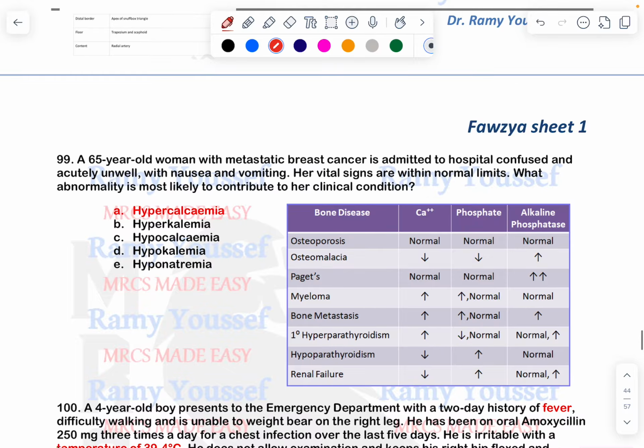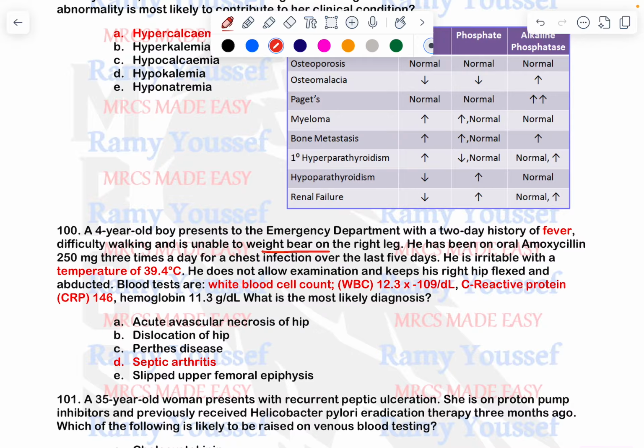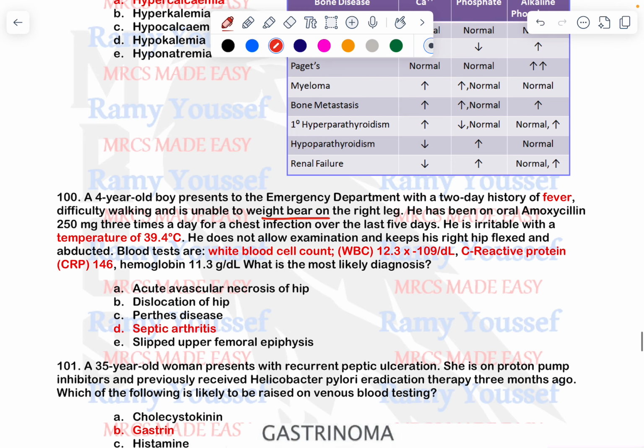A 35-year-old woman with recurrent peptic ulceration. She is on proton pump inhibitors and previously received Helicobacter treatment 3 months ago. Which of the following is likely to be raised in venous blood? So gastrin hormone is very much raised. Gastrinoma.